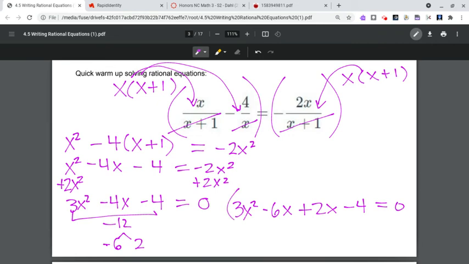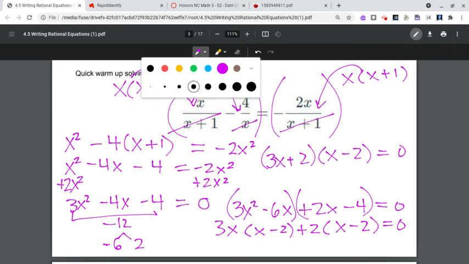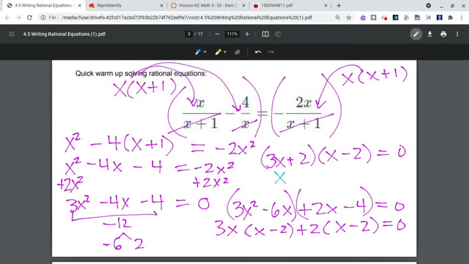Factor by grouping. The GCF of the first group is 3x. On the inside is x minus 2. The GCF of the second group is a positive 2. On the inside is x minus 2. Your factors are 3x plus 2 times x minus 2. Set your factors equal to 0. Your solutions are potentially negative 2/3 and positive 2.